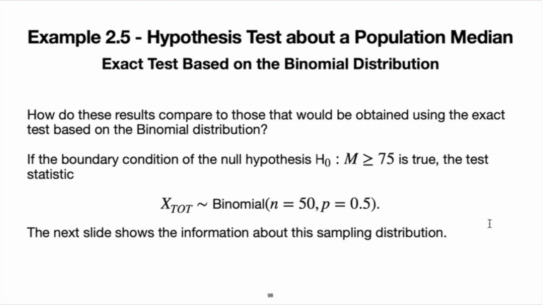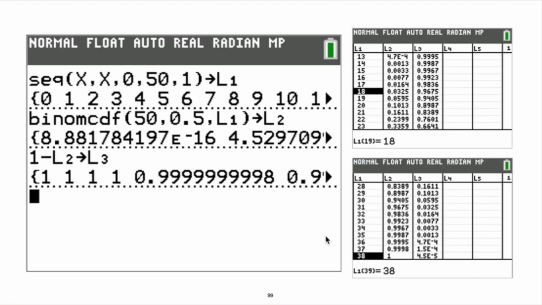All right, so in this case, the null hypothesis is that the population median is greater than or equal to 75, and so if that's true, and in particular if the boundary condition is true, then x tot is going to have a binomial distribution, in this case with n equal to 50 and p equal to 0.5. And then on the next slide we've got useful information regarding this.